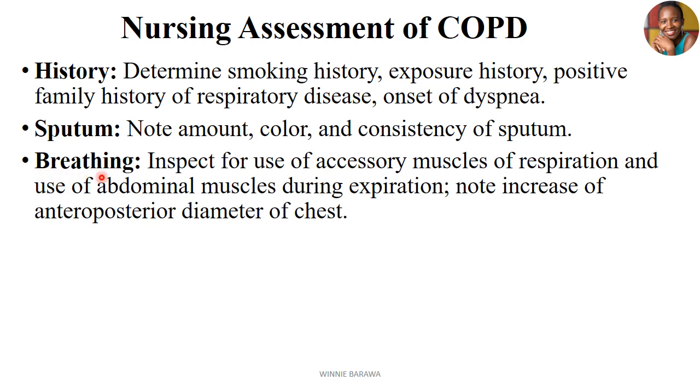Then when it comes to breathing, inspect the use of accessory muscles for respiration, inspect the use of abdominal muscles during expiration, then note any increase of the anteroposterior diameter of the chest. Are there any changes in the anteroposterior diameter of the chest? Is it barrel chest? Is it pigeon chest? Which kind of diameters are we talking about?